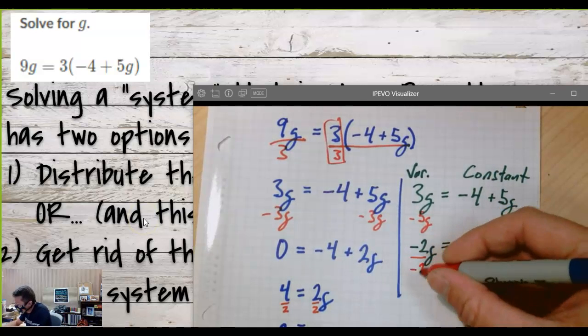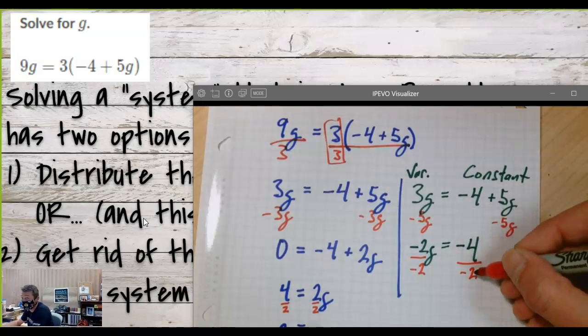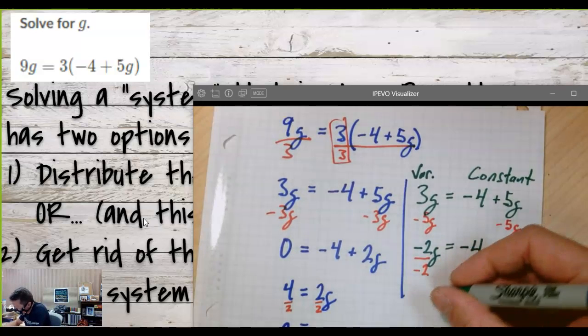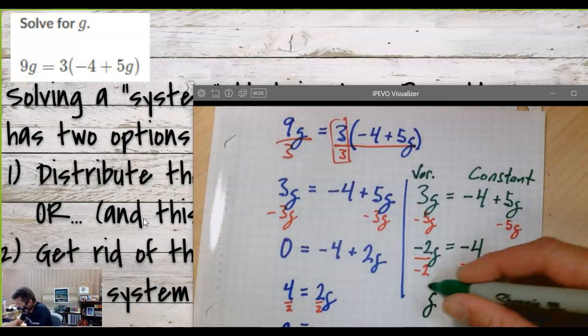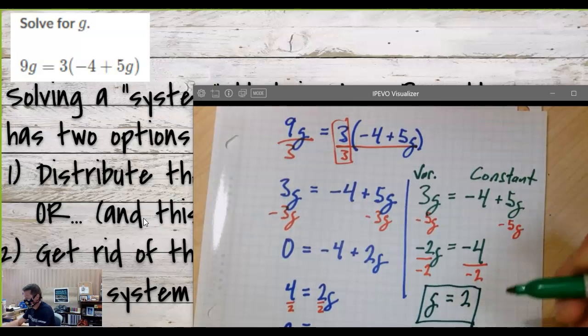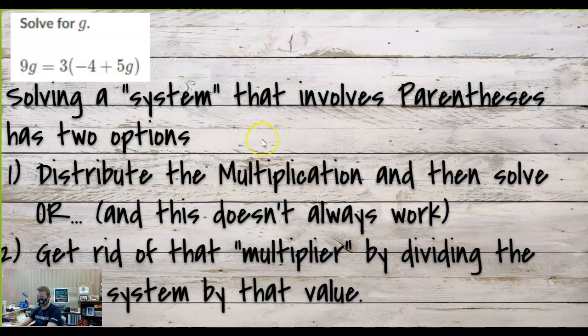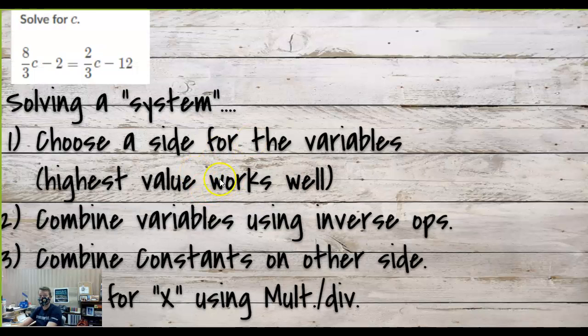We divide by -2. And a negative divided by a negative will get a positive. So we get G is equal to +2. So that's why back in our steps, I said highest value works well, and I should have said most times.